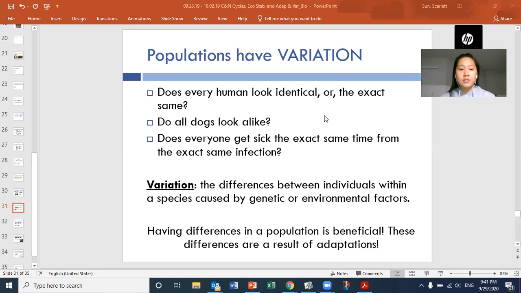Okay. So variation is defined as the differences between individuals within a species caused by genetic or environmental factors.